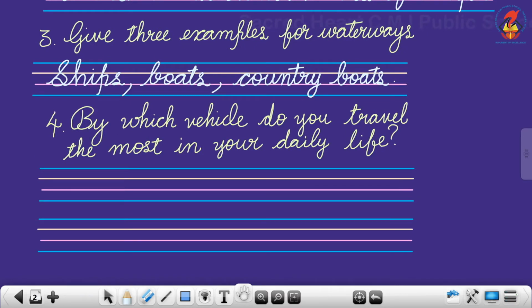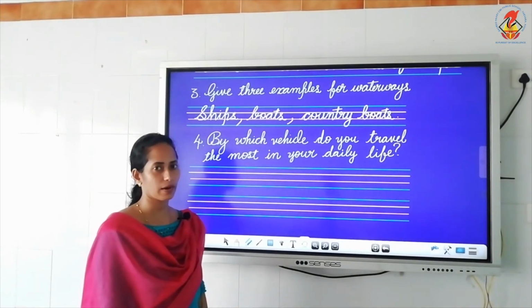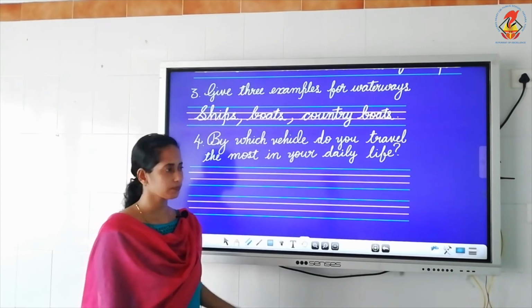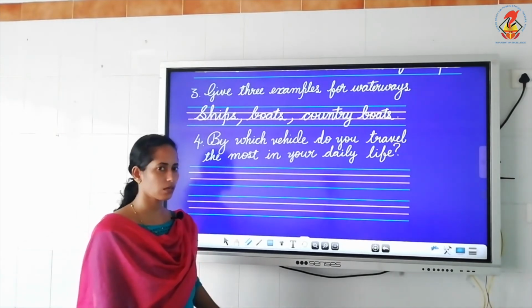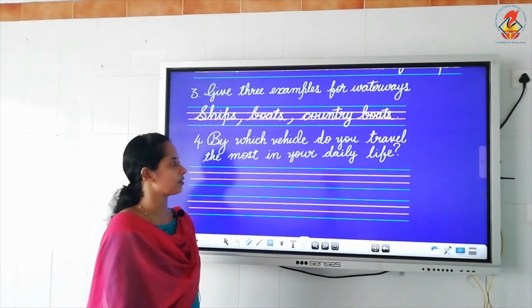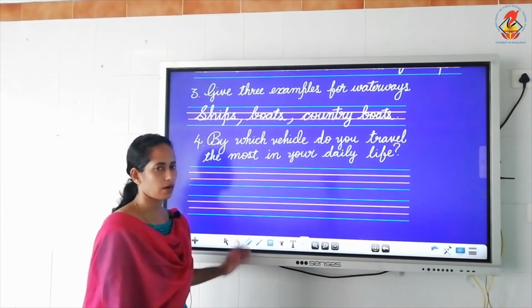By which vehicle do you travel the most in your daily life? So that has to be written by yourself. It can be car, it can be a bike, it can be a bus, it can be any mode of, any means of transport. Okay, so it's your choice to choose the vehicle that you use mostly in your daily life. Okay, so I'll write it over here.